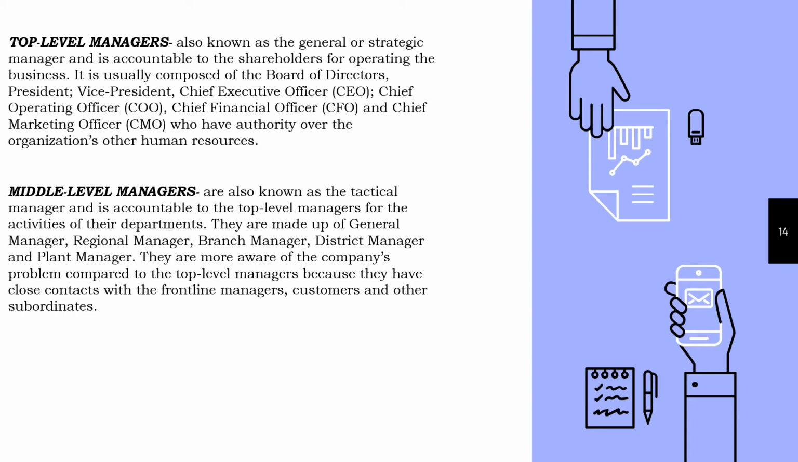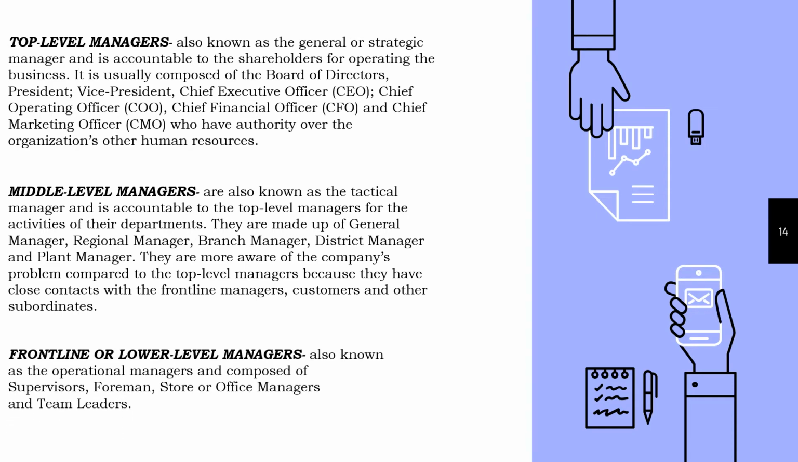Next is frontline or lower level managers. They are also known as the operational managers and composed of supervisors, foreman, store or office managers, and team leaders. Their functions are assigning of tasks and jobs to the other subordinates. They also supervise the day-to-day activities of the organization. They are also directly responsible for the quality and quantity of workers' production.